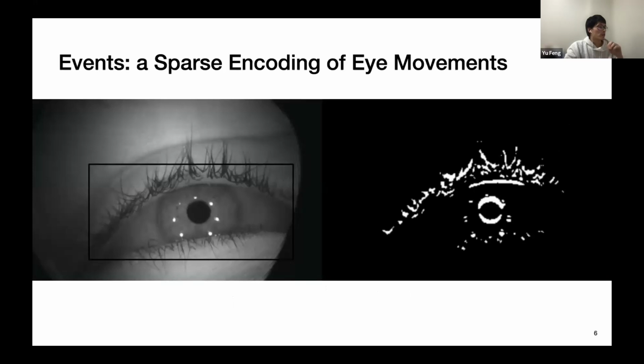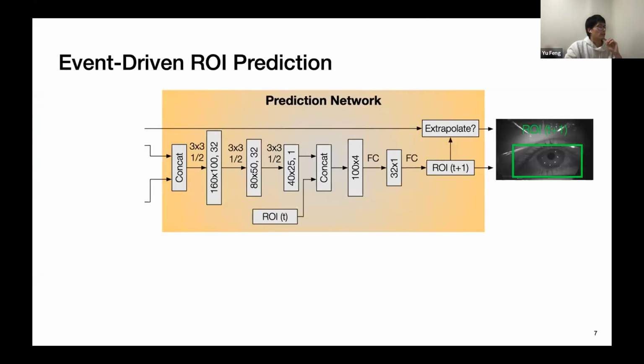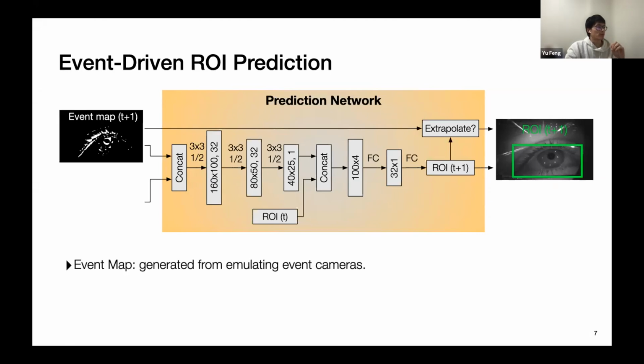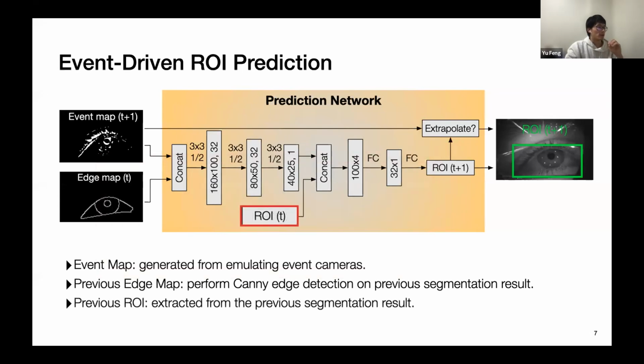So for near-eye imaging, events naturally become a sparse encoding of eye movements, since the background is most likely static. So our key insight here is that events naturally encode ROI information. With this key insight, we designed our event-driven ROI prediction network. Our network has 3 inputs: software-emulated event maps, edge map, and ROI from the previous segmentation result.